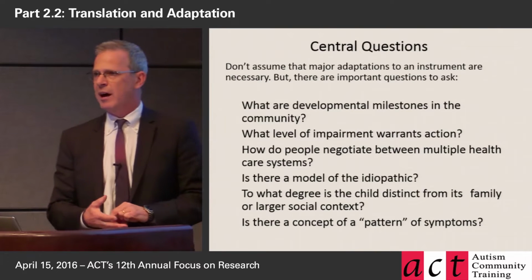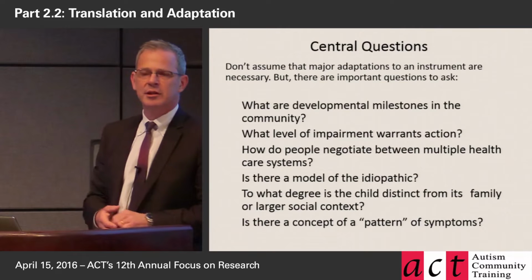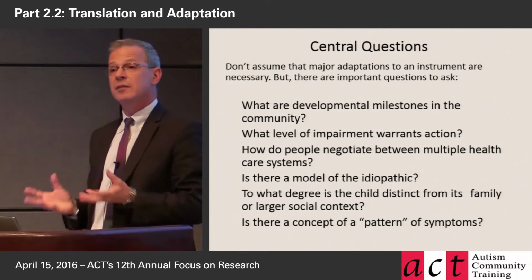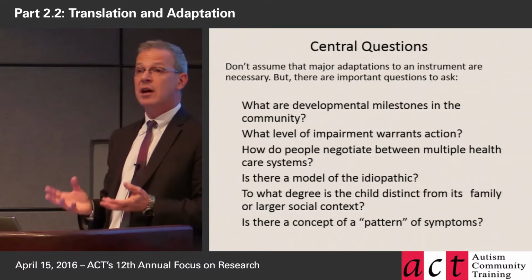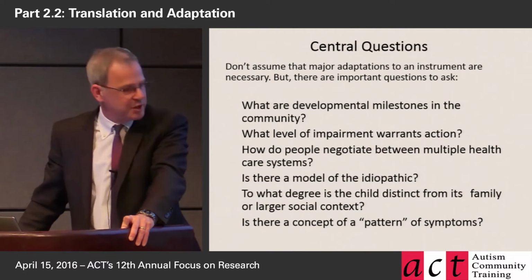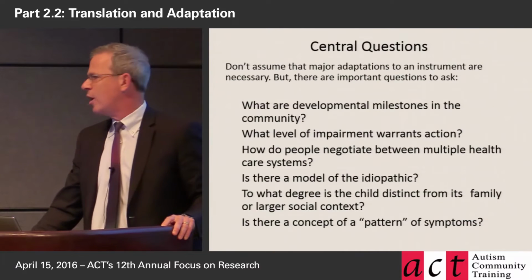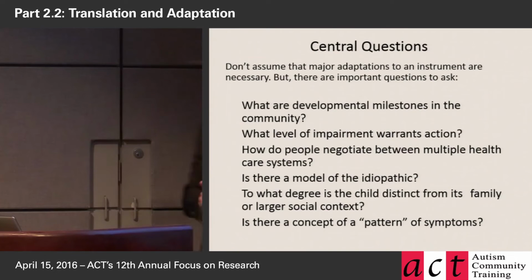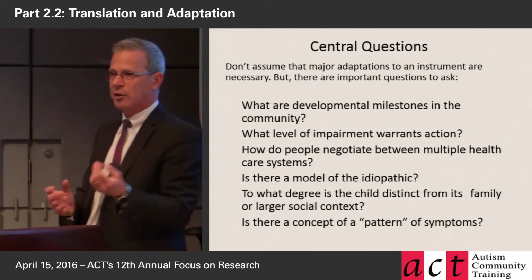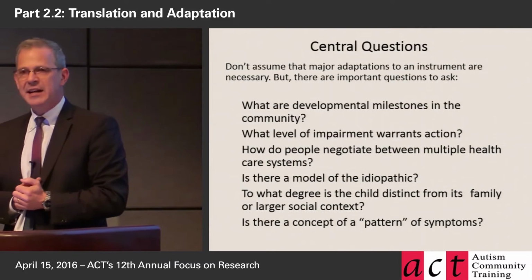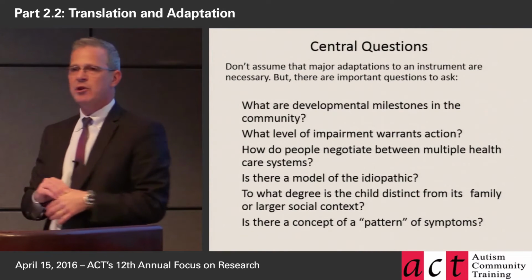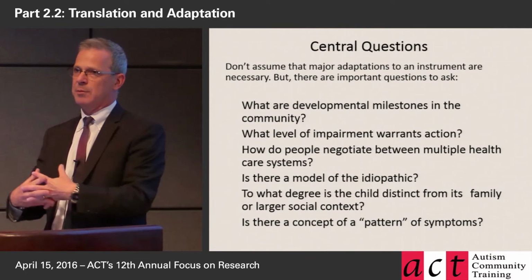Do people have a model of the idiopathic? Since typically the Western clinician is going to give an explanation that's rather idiopathic: we don't know why this happened, but now that we know what happened, let's deal with it. Well, how does that fit into a community that always does have an explanation for everything? To what degree is the child distinct from its family or larger social context? In some communities in sub-Saharan Africa, if there's a problem with the child, it is thought not to be a problem contained within the child, but rather a problem of the community that is represented or expressed through the child. The child is a representative of something wrong with the family. And is there a concept of a pattern? A lot of parents may not immediately understand that when you're asking about 10 different types of behaviors, there's any relationship between them.